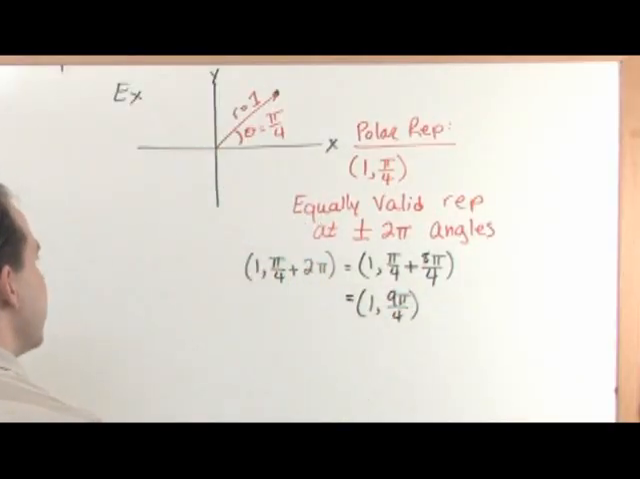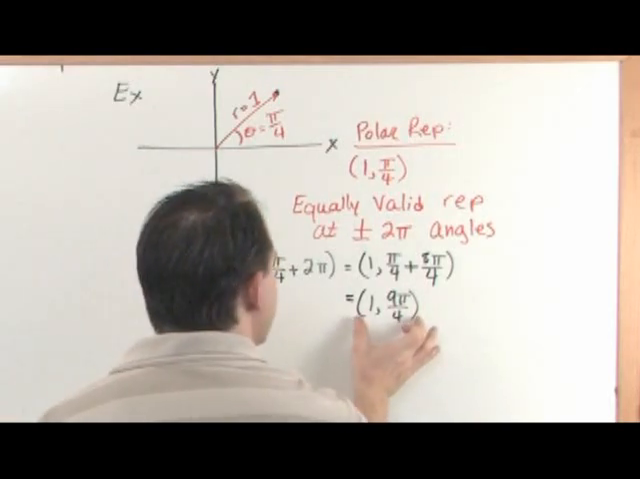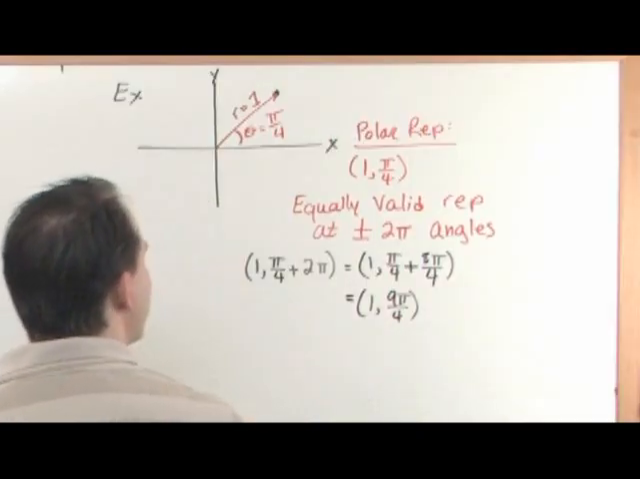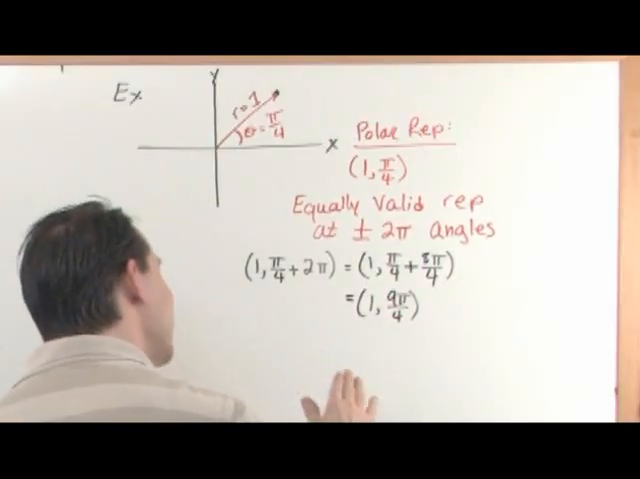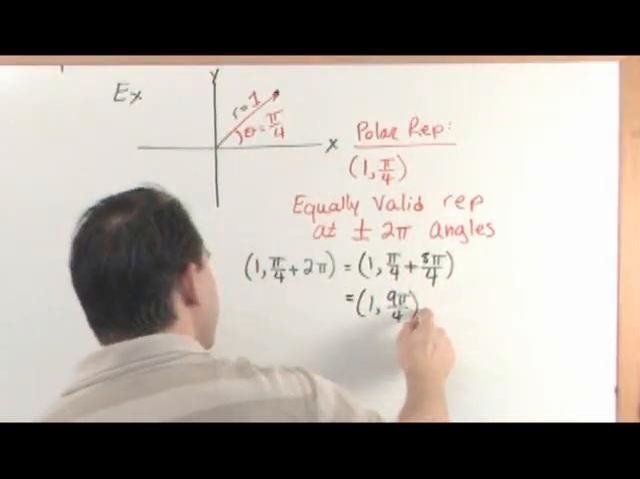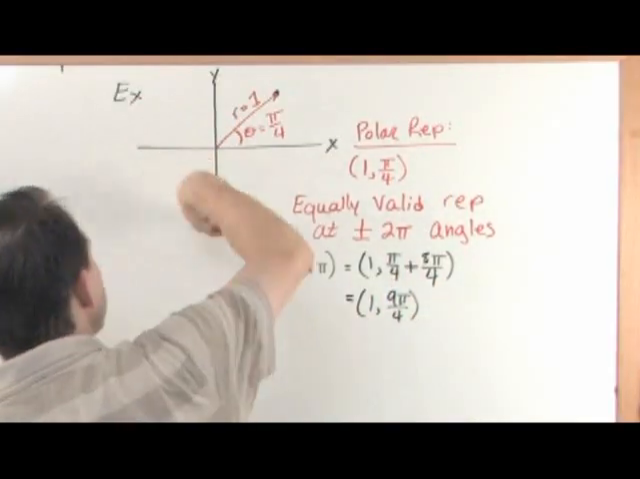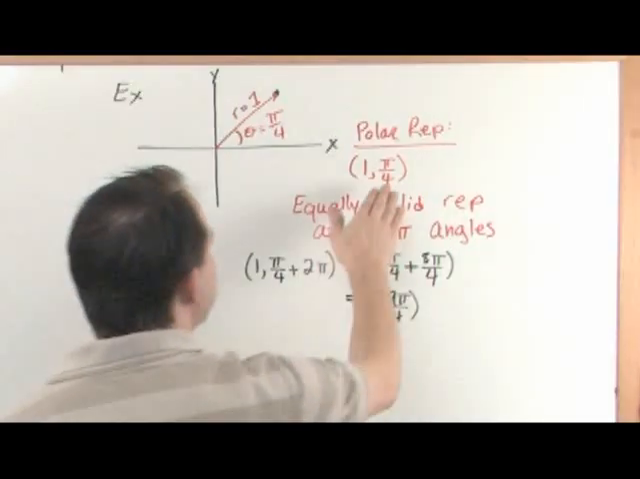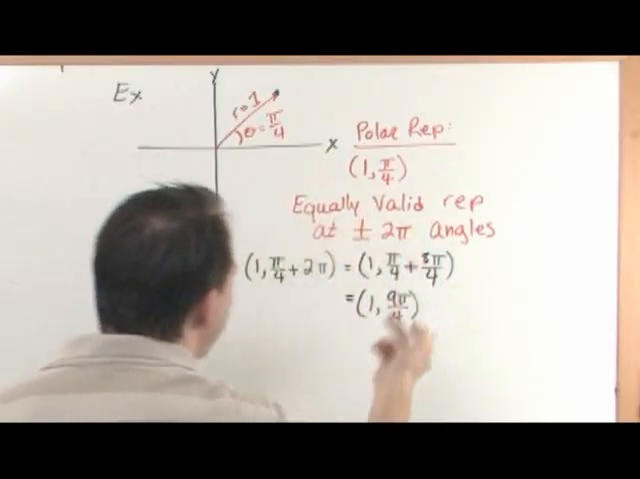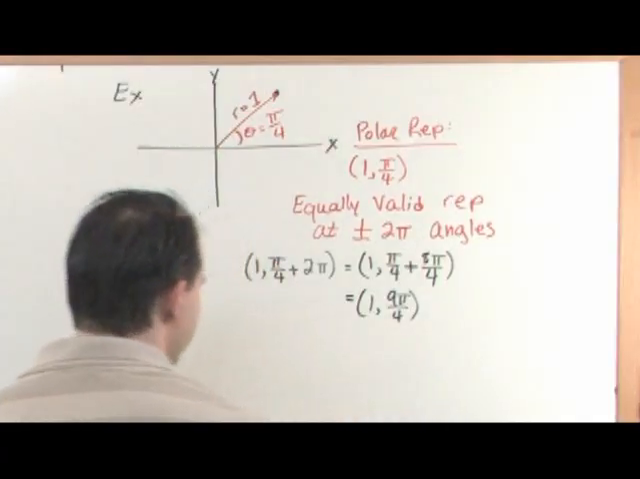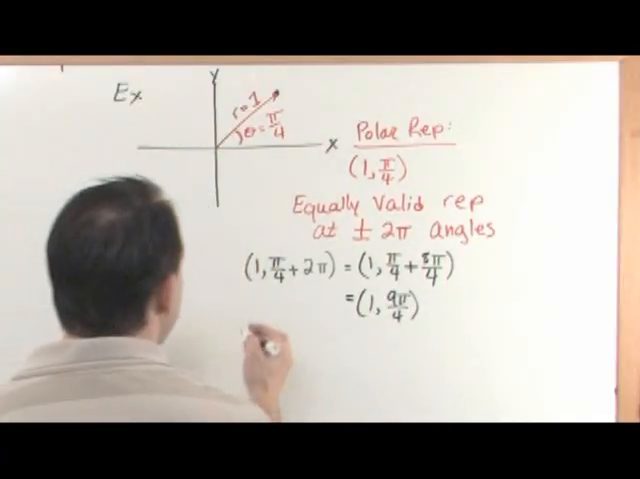So what am I trying to say here? This polar representation, which is radius of 1, 9 pi over 4 radians, represents exactly the same point as this one. The angles look different, but the only difference is that I've gone an entire circle around again. So any polar representation you have, you can always add or subtract 2 pi. In fact, you can add or subtract increments of 2 pi, and you'll get a different looking answer, but it'll represent the same point.